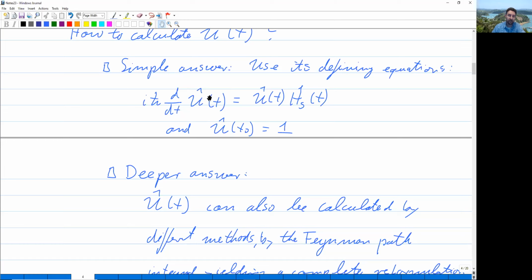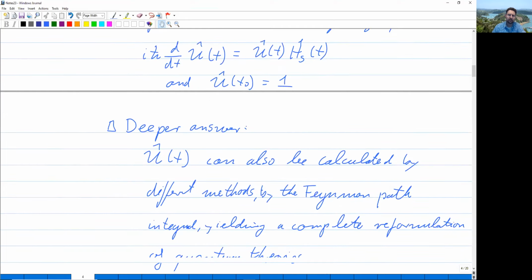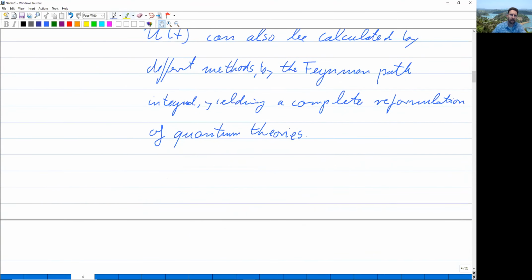Right? U hat of t is an operator-valued function of time. Psi of t, Schrodinger state function of time, is just a vector-valued function of time. So why would we want to do this? Why calculate u hat of t?